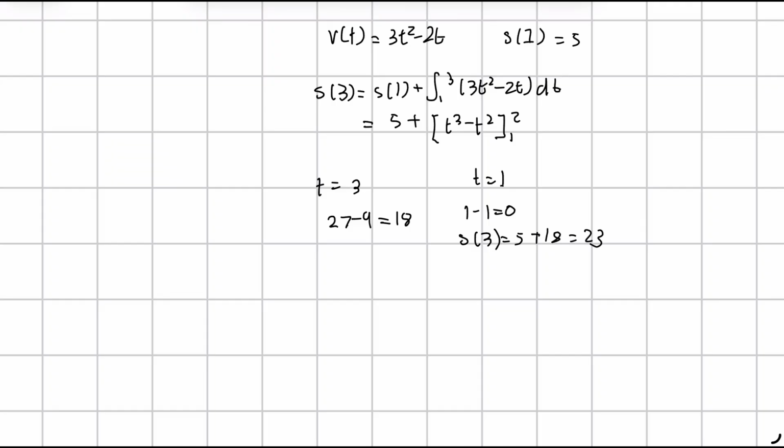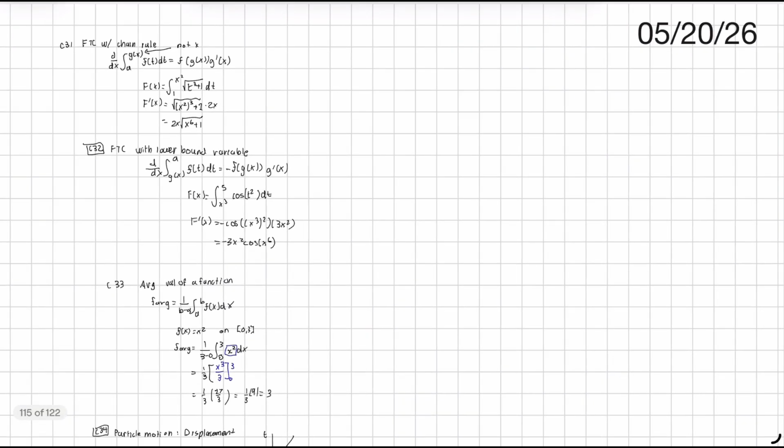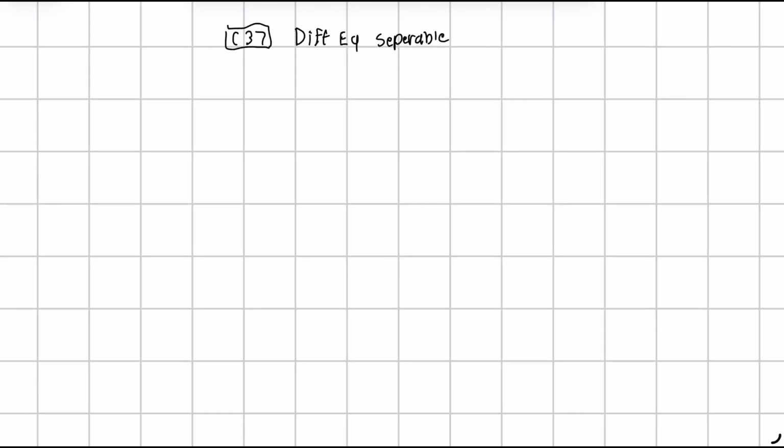So integrating velocity, all it did was change our position a bit. Let's do another example where we have differential equations that are separable. This is case 37 you can see on AP Calc BC. This is dy over dx is equal to g of x times h of y.